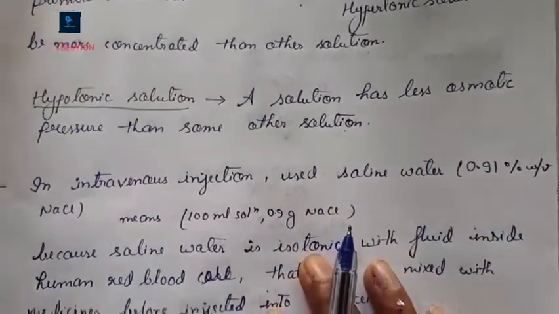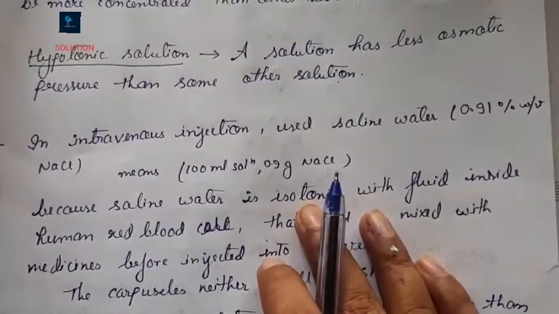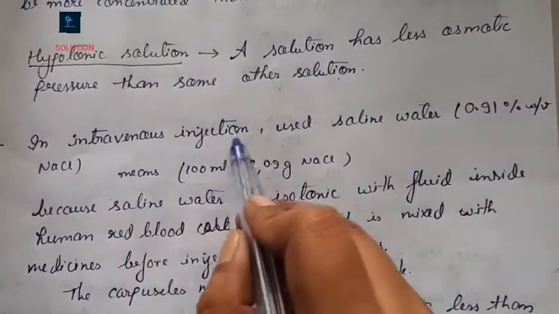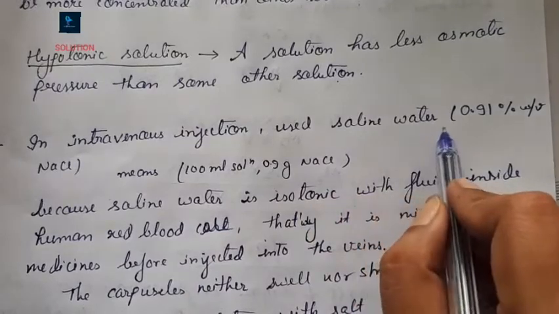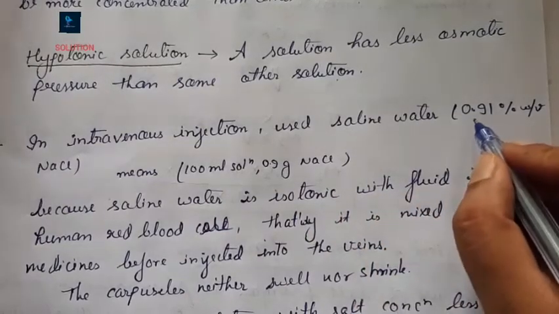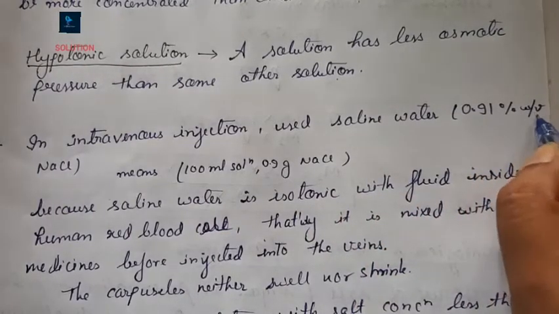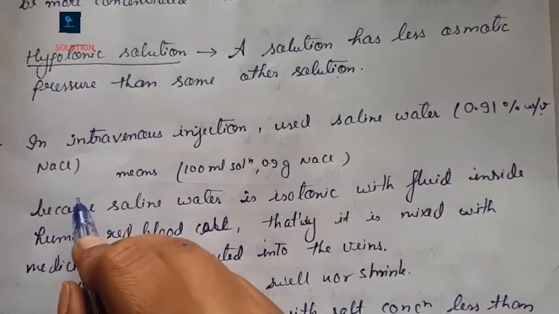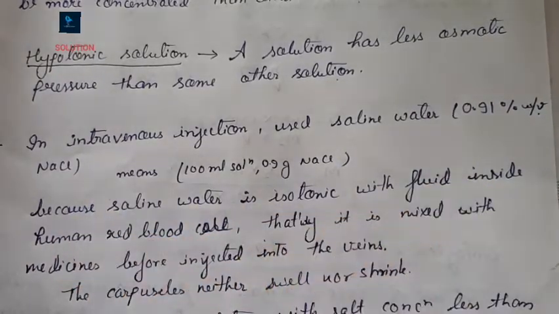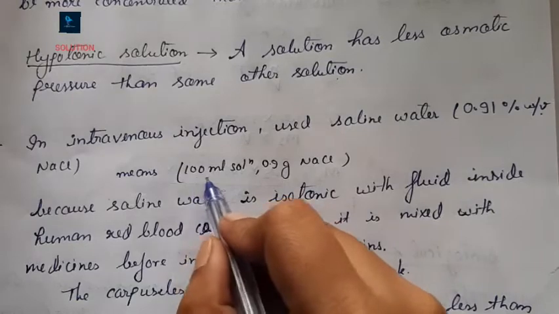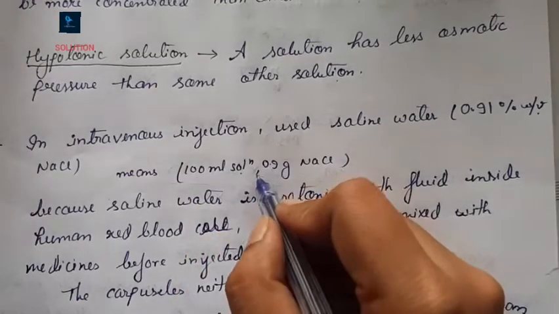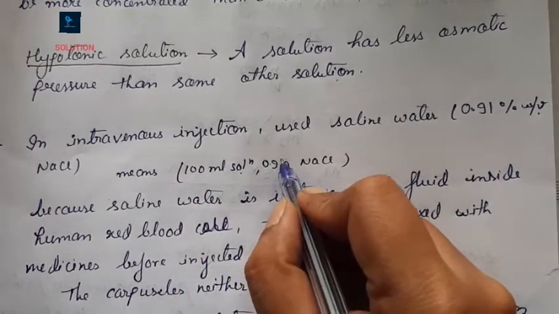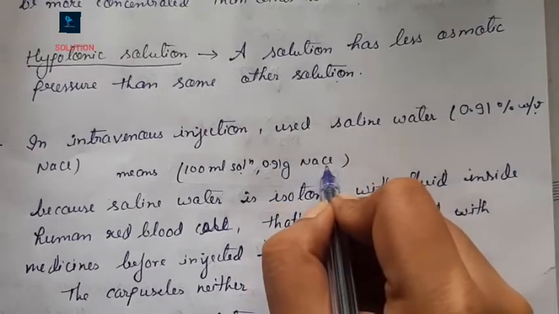Okay. Now next, in intravenous injections, we use saline water. What is saline water? It is 0.91% W by V NaCl. W by V NaCl means if we take 100 ml of solution, it contains 0.91 gram of NaCl.